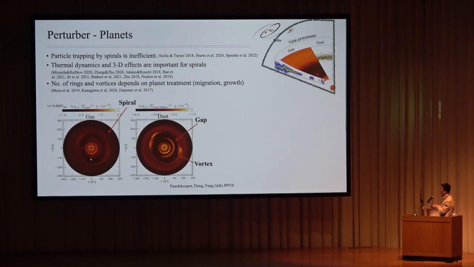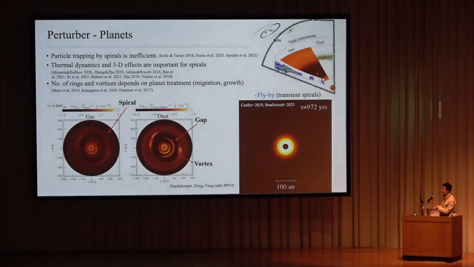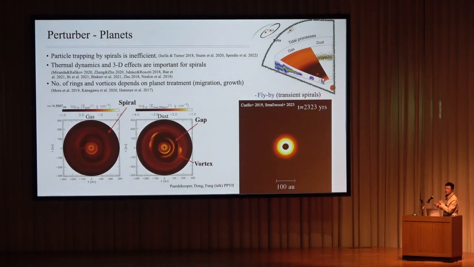The perturber does not have to be bound to the system. You could have a flyby event, and this flyby event will excite spirals at the closest approach. But these spirals will be transient. After the flyby, the spirals will disappear after the sound crossing time. So you could also have the perturbers inside the disk, inside the cavity.